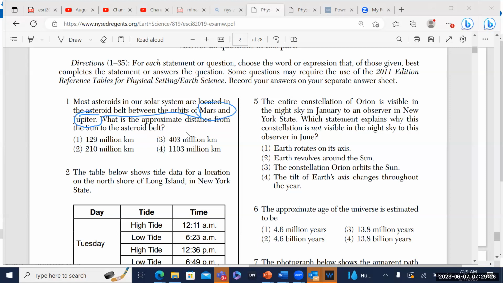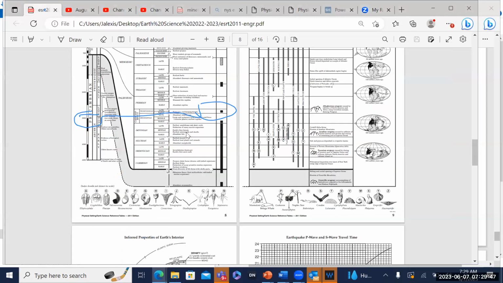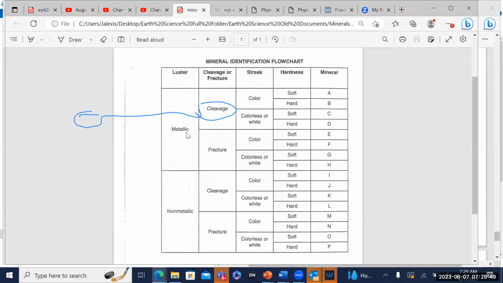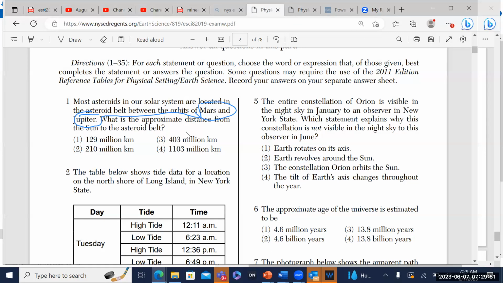What is the approximate distance from the Sun to the asteroid belt? So what page of the reference tables do we see where we know for a fact that it's talking about Mars, Jupiter, and other planets? What page are we going to focus on? Page 15. All right, so let's turn to page 15.